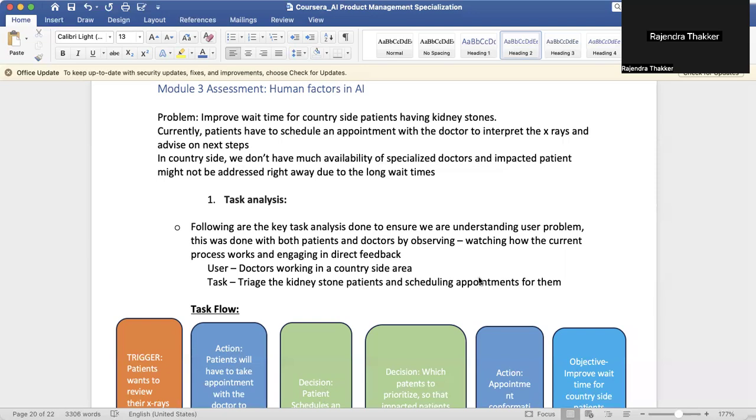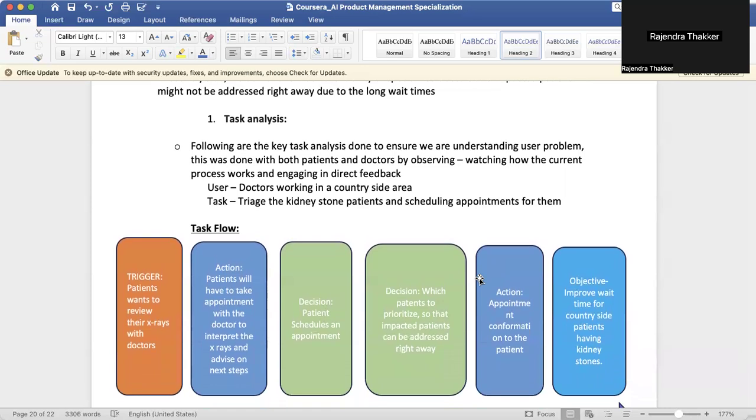Let me give you a brief overview of the task analysis. Following are the key task analyses done to ensure that we are understanding the user problem. This was done with both patients and doctors by observing how the current process works and engaging in direct feedback. The user over here is doctors working in the countryside area, and the task is to triage the kidney stone patients and schedule appointments for them.